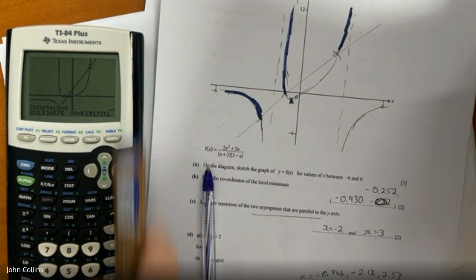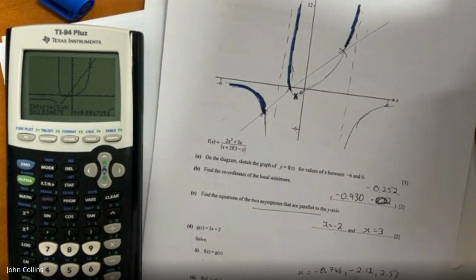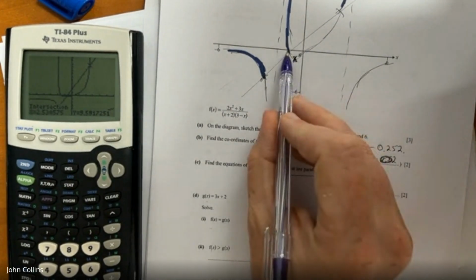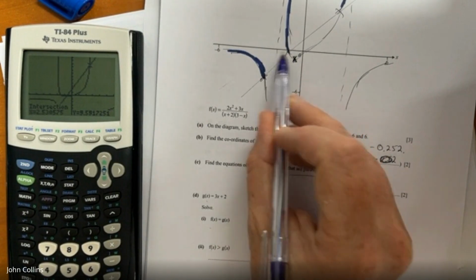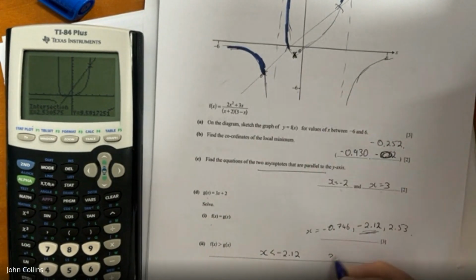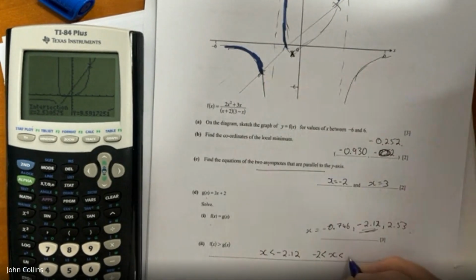Well, there's a few things I have to write here. So what's this point? That was the first one, minus 2.12. So before that, when x is less than minus 2.12, it's above. Now from here to here, that's tricky. From the asymptote to here. So between the asymptote, which is at minus 2, up to this one, which was minus 0.746. That's the second place.